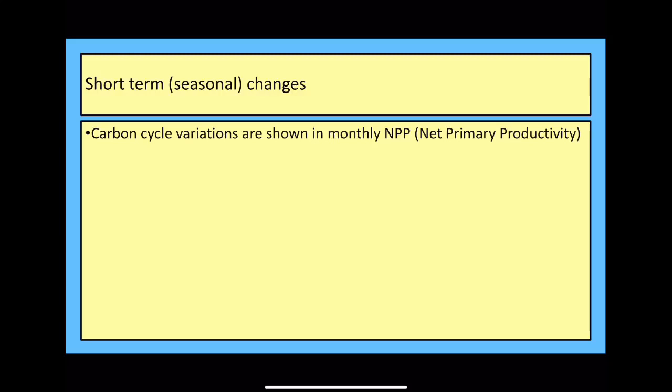Carbon cycle variations are shown through net primary productivity. This is the way we refer to plant growth. Plants are the primary producers. They're the ones that take in the sun's energy and they grow. And so what NPP means is basically how much a plant's growing.